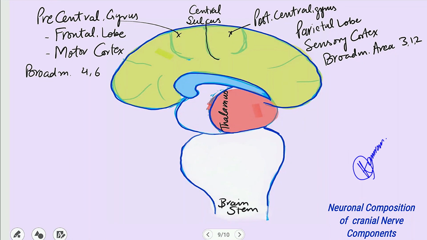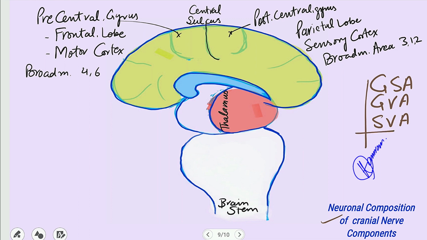Now I'll talk about the neuronal composition of the cranial nerve components. First, the general somatic afferent component that deals with the skin of the face and head. The general visceral afferent component that deals with receptors in the mucosa of the head and face area. Then the special visceral afferent component that deals with the taste sensations carried from the tongue. All these three components have the same composition. They consist of 3 neurons: the first order neuron, second order neuron, and third order neuron.